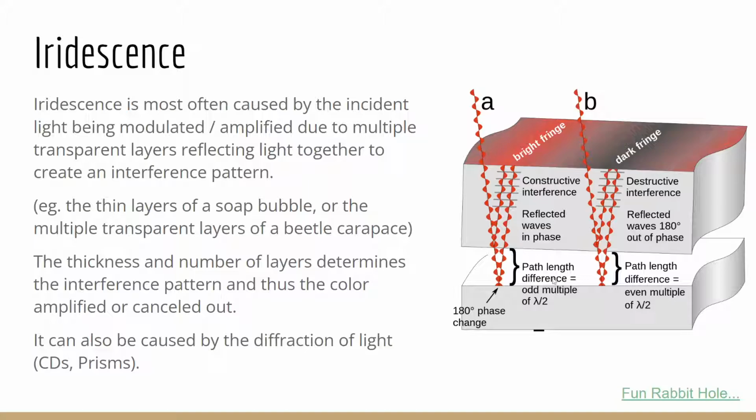So that's why when we look at it from certain angles, we get certain colors that are amplified and certain wavelengths or colors of light that are being negated. This can also be caused by diffraction of light in things like CDs and prisms, but we're not going to talk about that.